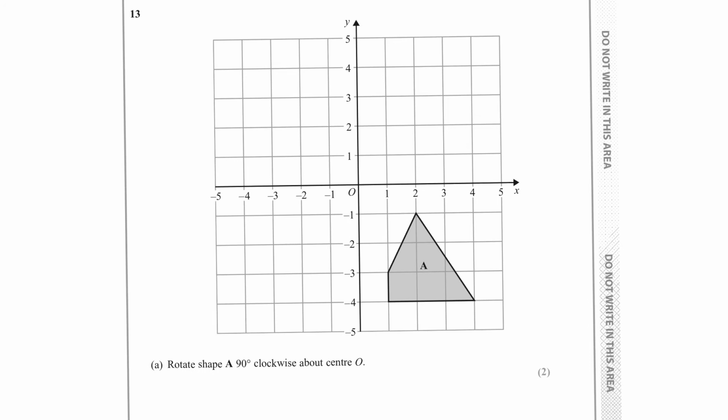Okay. So having a look at question 13. So we've got shape A, and it says rotate shape A 90 degrees from the center O. So the center O is not O, the center O is here. So if we're rotating 90 degrees clockwise, we know a clock goes this way round. So it would rotate that way round.